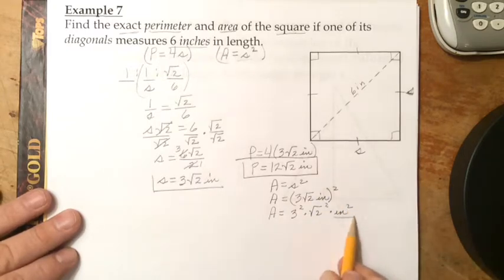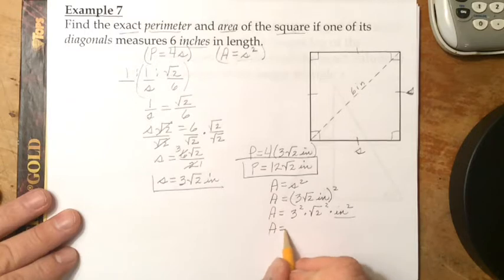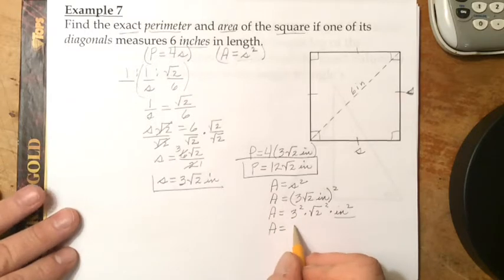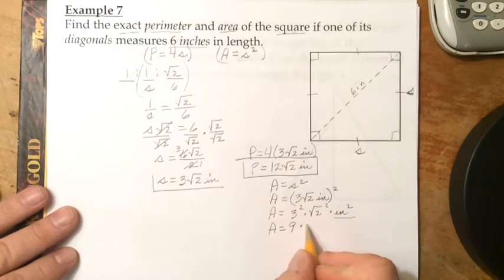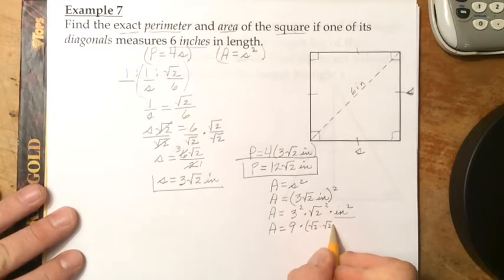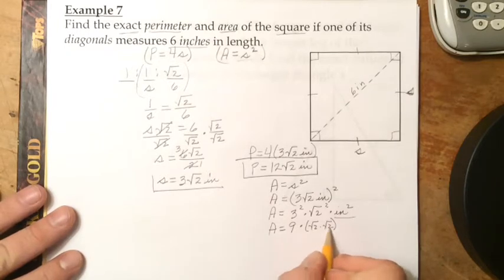And this makes sense because you know that area is always measured in square units. So this took care of that. Then you simplify. 3 squared is 9, times the square root of 2 squared, which is the square root of 2 times the square root of 2. The square root of 2 times the square root of 2 is the square root of 4.